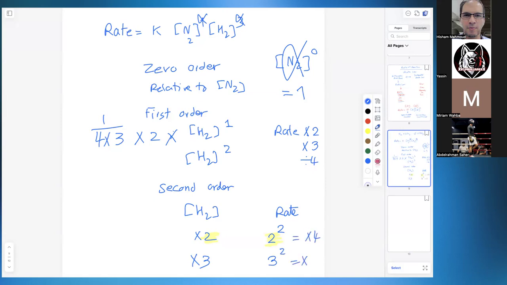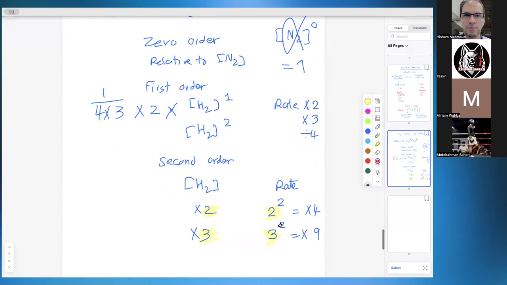The rate of the reaction will be multiplied by what? By 9, yeah. So the rate of the reaction will be multiplied by 9. Again, the change that will happen, I will take it and power it to 2. So it was 3 to the power of 2, and what is 3 to the power of 2?